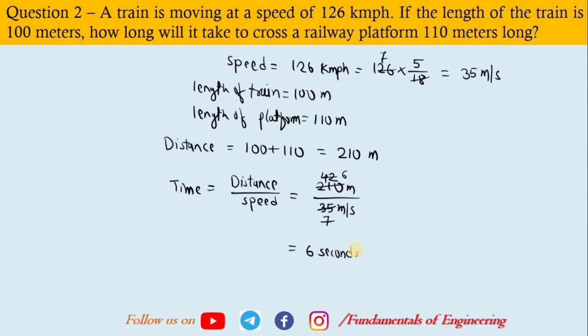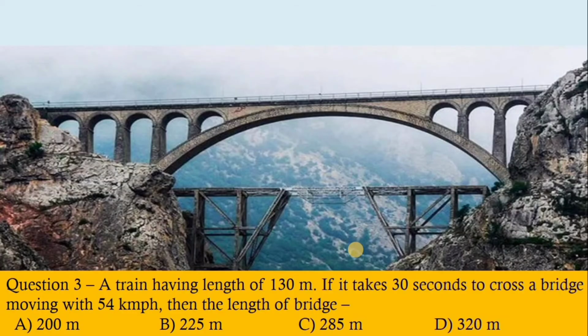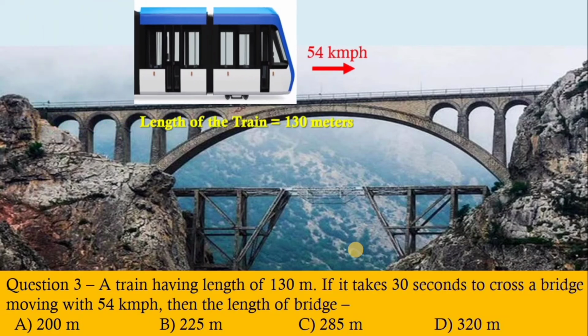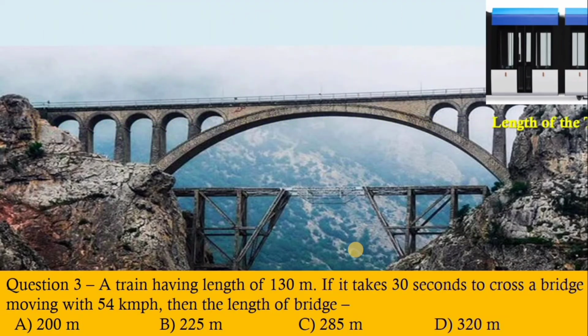So we have taken the distance traveled as equal to the length of the train plus the length of the platform. Now a similar type of example we are going to take. A train having a length of 130 meters takes 30 seconds to cross a bridge, moving at 54 km per hour. We have to calculate the length of the bridge. So this is the train moving on this bridge, having a length of 130 meters and moving at 54 km per hour. We need to calculate the length of the bridge.